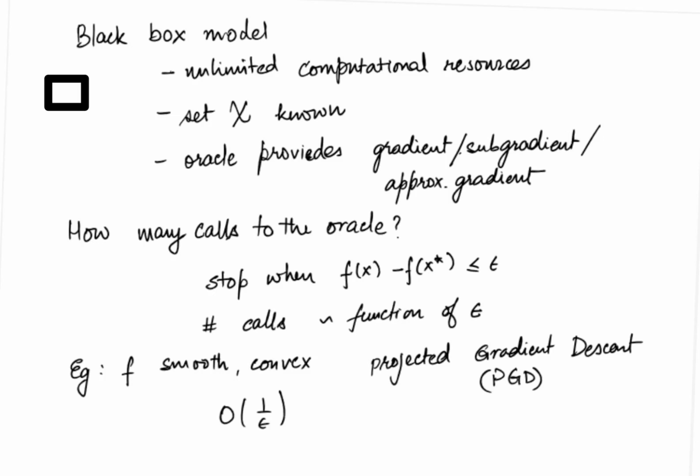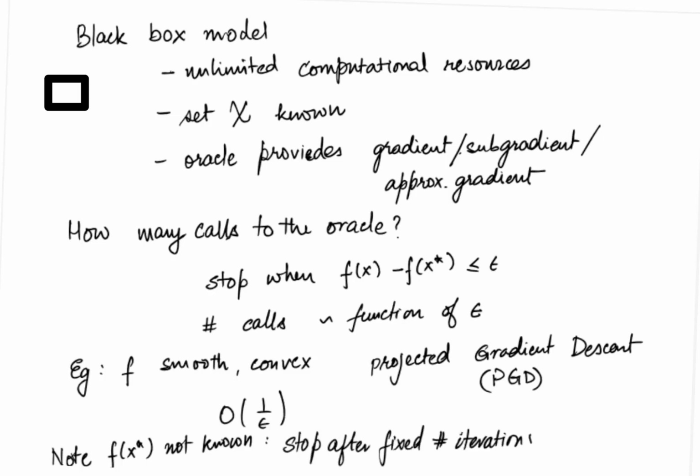Note that this is only useful for theory. In practice, we do not know f of x star, so we cannot obviously check if the optimality gap is below epsilon or not. Instead, these algorithms either run for a fixed number of iterations or use some kind of stopping criteria that might be a heuristic. These heuristics are not covered in this course.